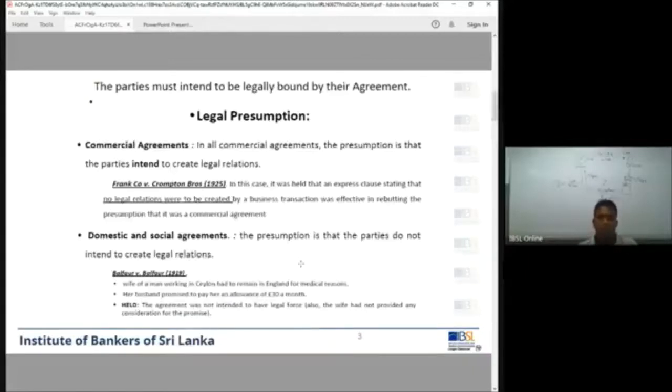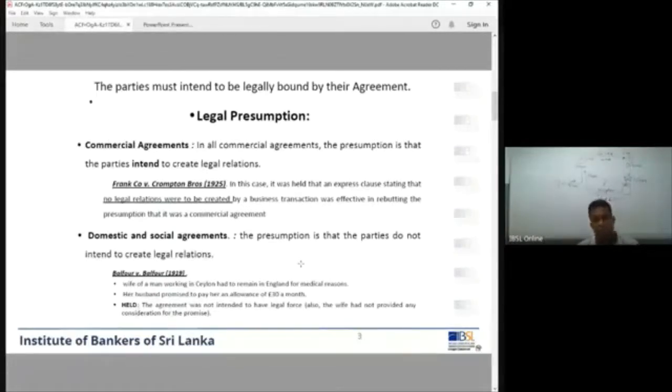The parties must intend to be legally bound by the agreement. So we studied that both parties should have the intention to create a legally enforceable contract. So, legal presumption. There is a legal presumption with regard to the intention of the parties. Presumption means purva nigamanaya in Sinhala. When we go to courts, the law presumes. There's a presumption that is decided or considered as correct.